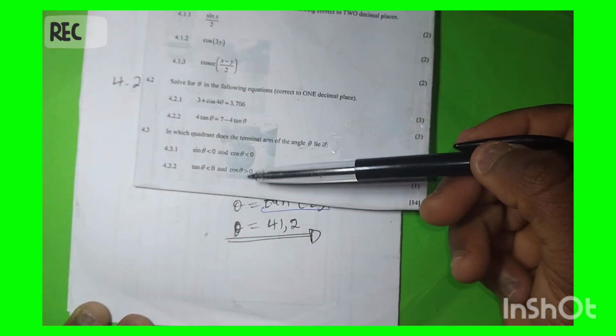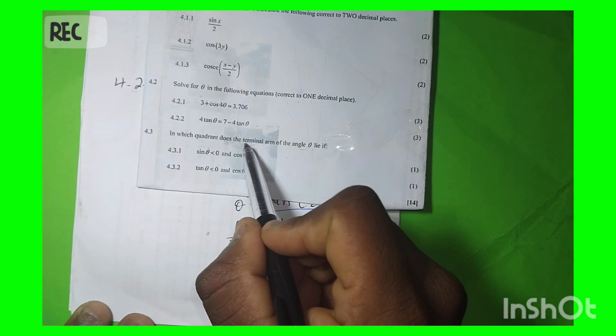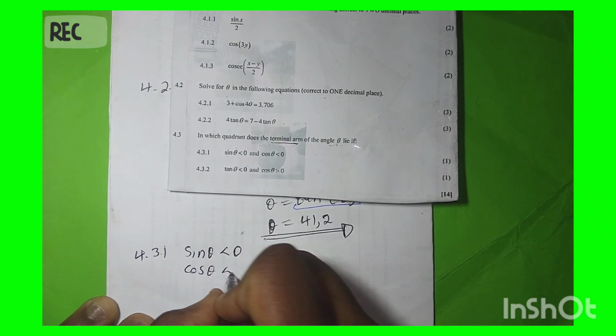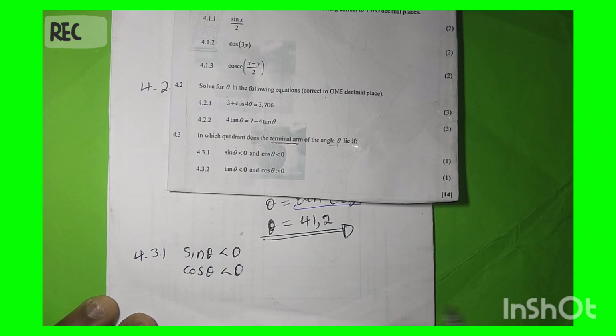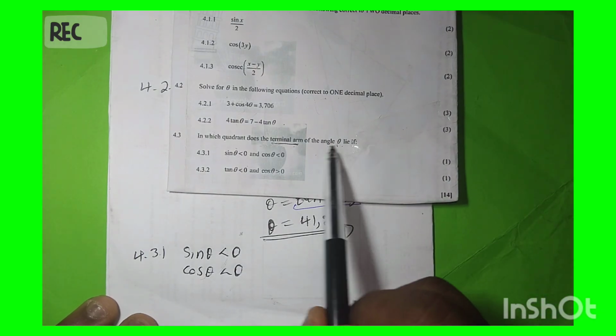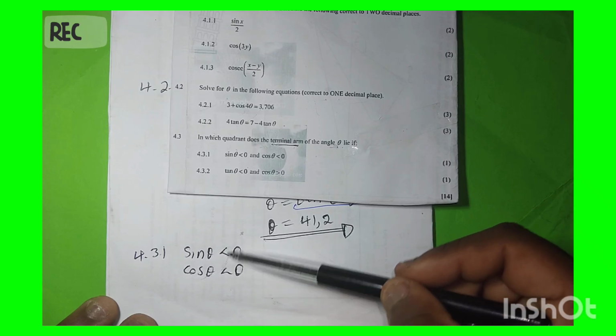They ask you about where the terminal arm of the angle theta will lie if you are given this information. This is the information they gave you: sine theta is less than 0, and cos theta is also less than 0. We want to know in which quadrant our angle theta will lie.